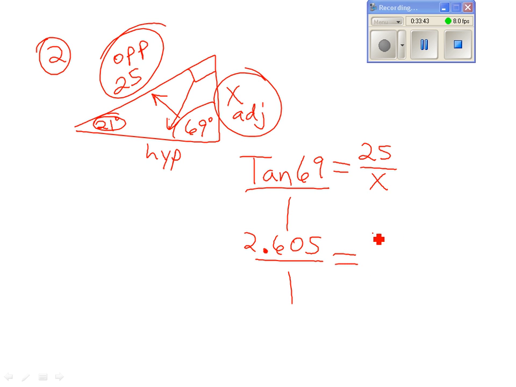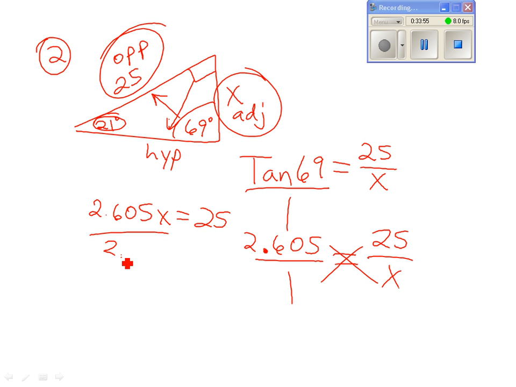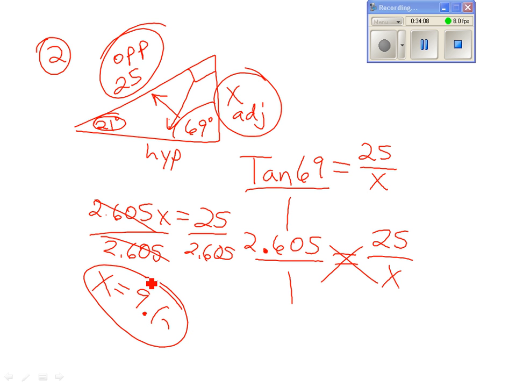Thanks a lot. Close enough. Not going to go out any farther than that because we're running out of time. Watch. We cross multiply. You get 2.605 x equals 25. Now what do we do? Divide by 2.605. Somebody help me out. What's 25 divided by that? 9.596. So 9.6 we'll say.